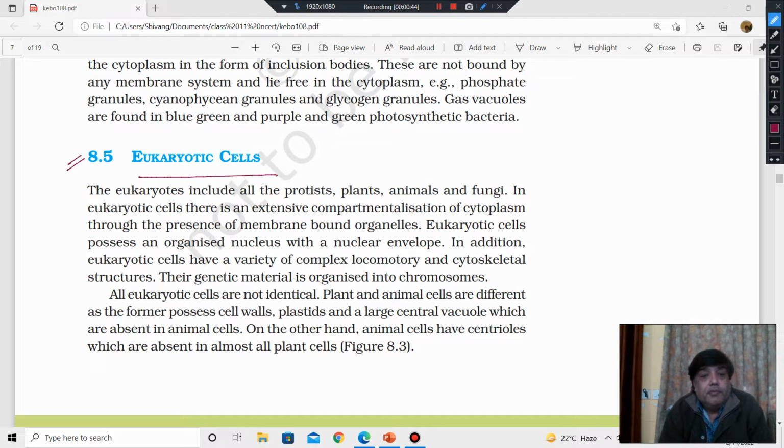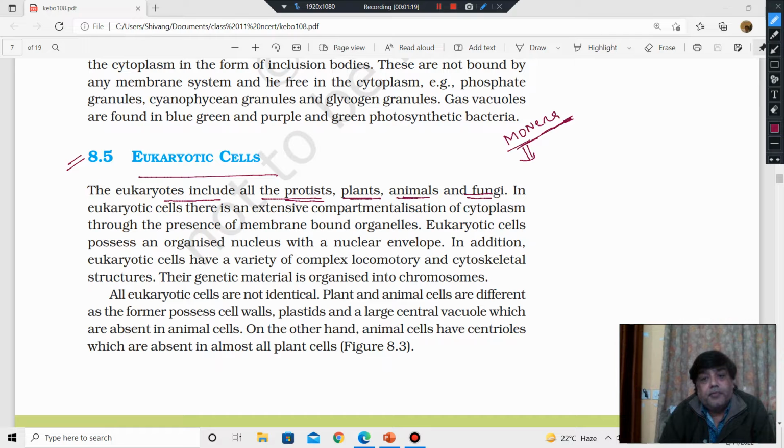Eukaryotic cells. The eukaryotes include all the protists, plants, animals and fungi. So all the protists, plants, animals and fungi are representative of eukaryotic cell. Only the kingdom Monera contains prokaryotic cell, and kingdom Monera is represented by bacteria. Rest all the four kingdoms.